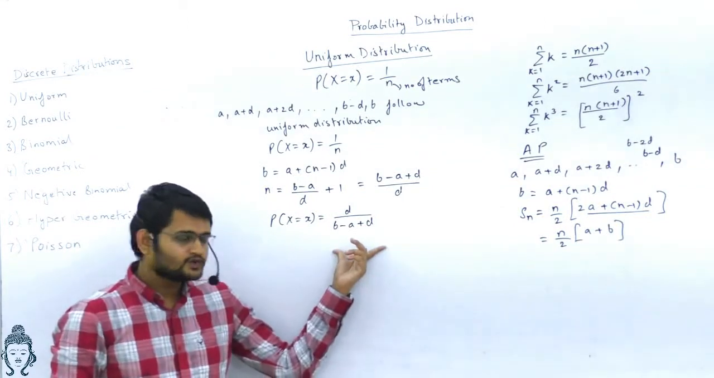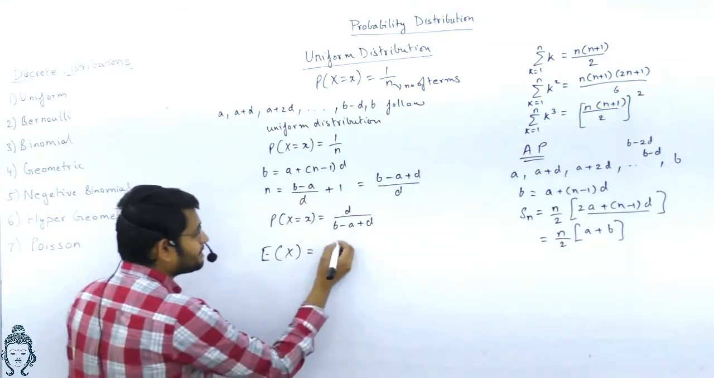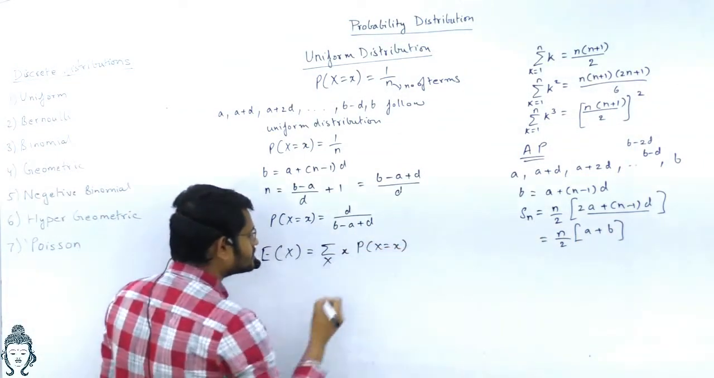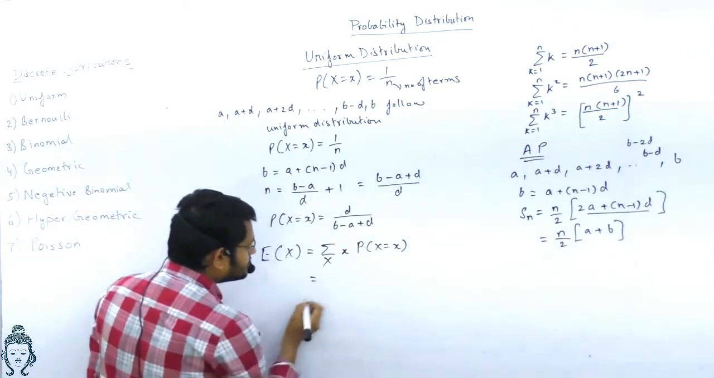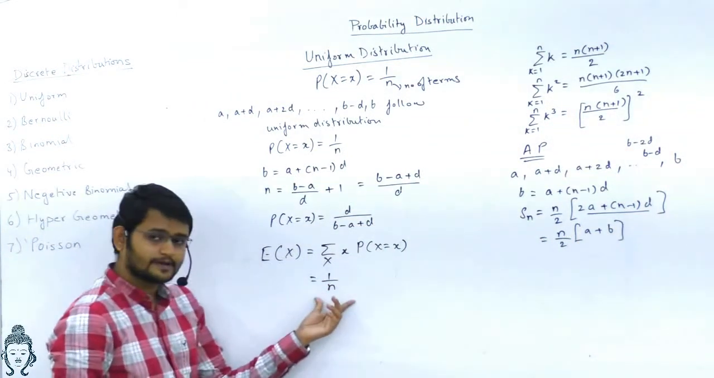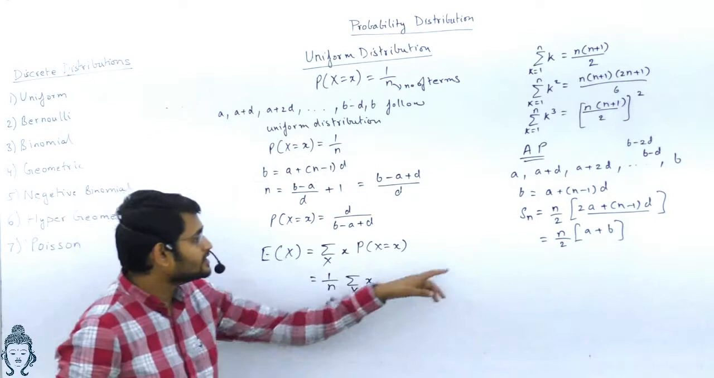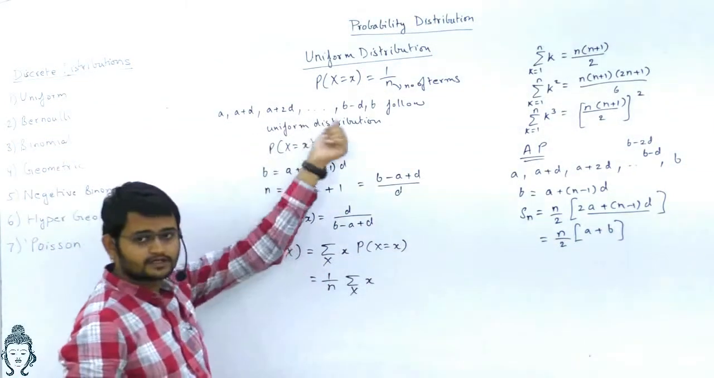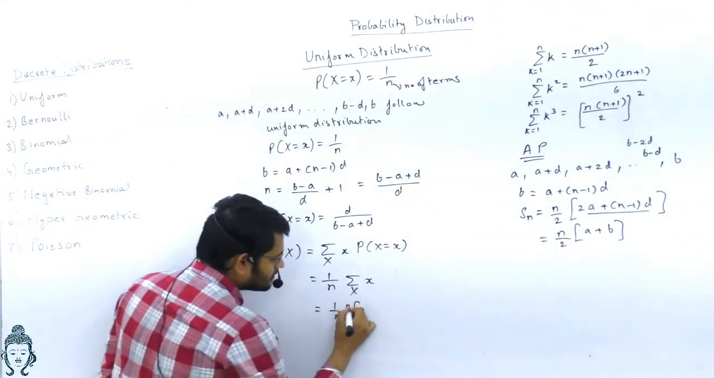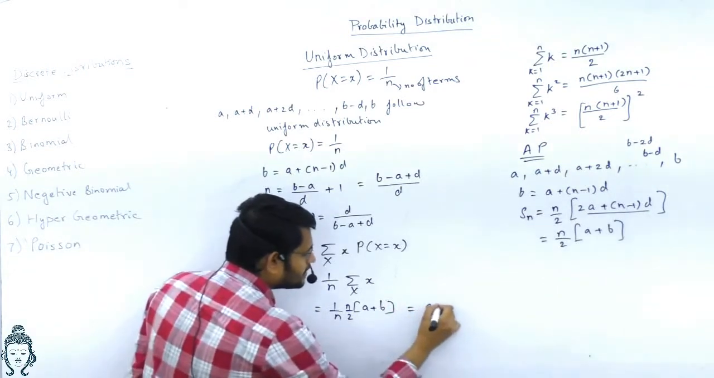We are not definitely going to use this, but let's find expected value. Expected value of x would be again summation of all values of x into probability x is equal to x. So here probability is again a constant. I am going to keep it as 1 by n, and I get sum of x for all values of x. That is nothing but sum of an AP, because all values are in arithmetic progression. So I can write this as 1 by n into n by 2 into a plus b. So that is nothing but a plus b by 2.